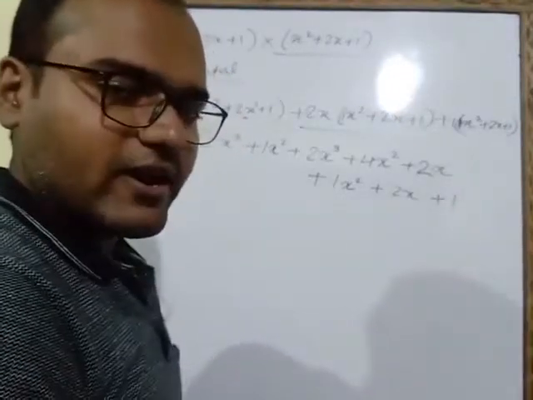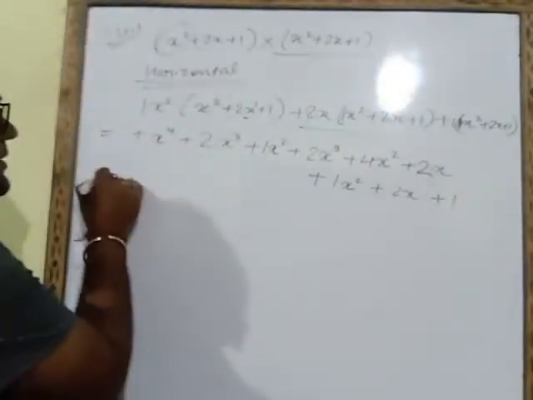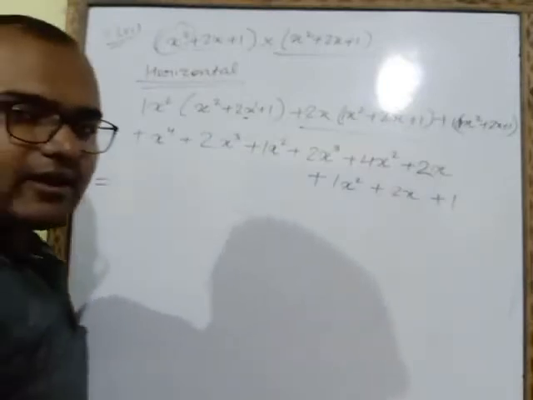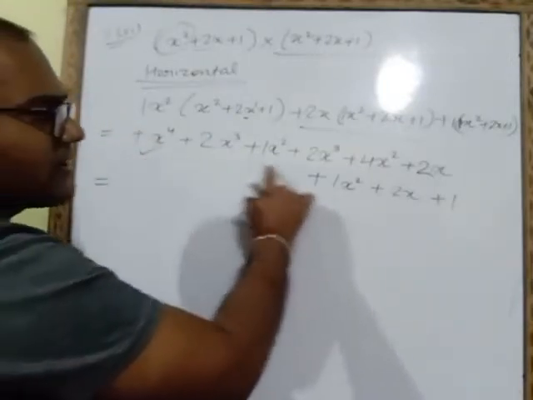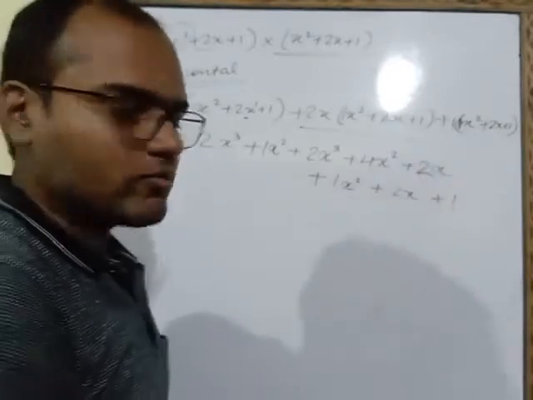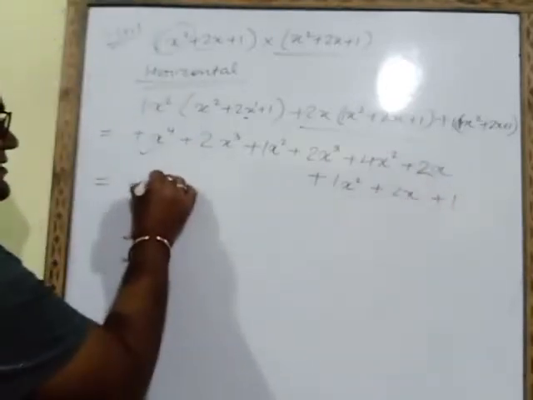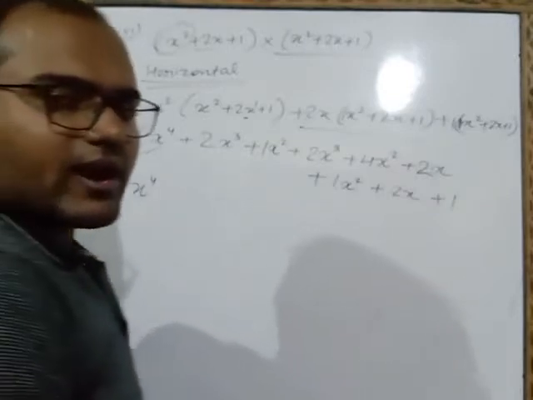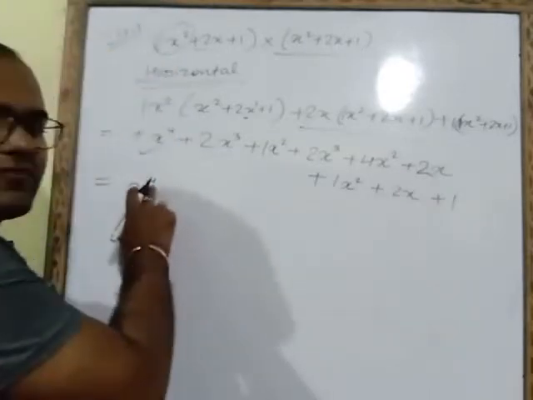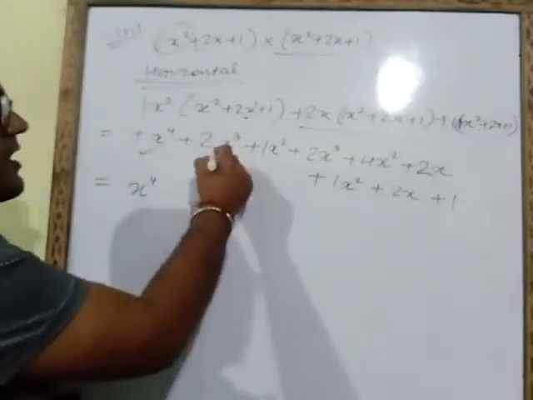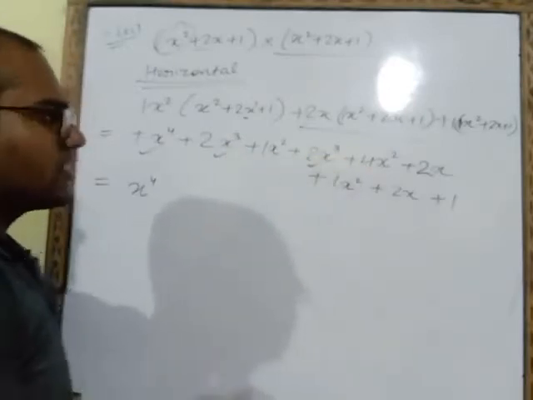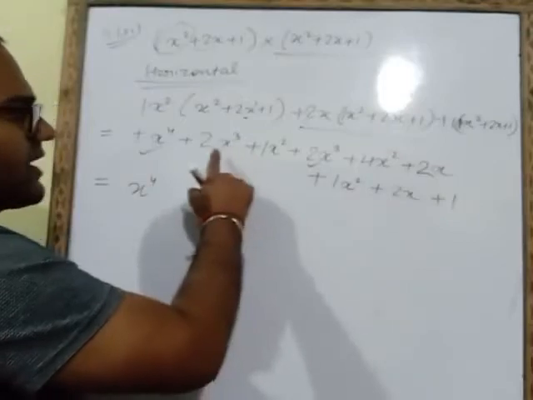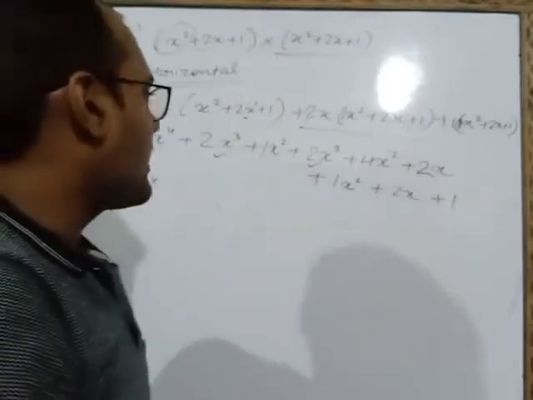Now brackets we had removed. Now what you have to do? You have to identify like terms. This is x power 4. No other term is having x power 4. So we will write it as it is. Now we will write power which is less than 4, that is x power 3. Here also we are getting x power 3. No other term except these two are having x power 3.